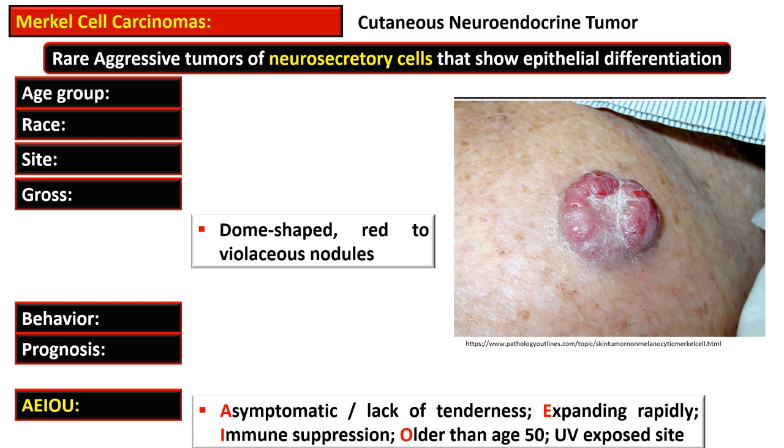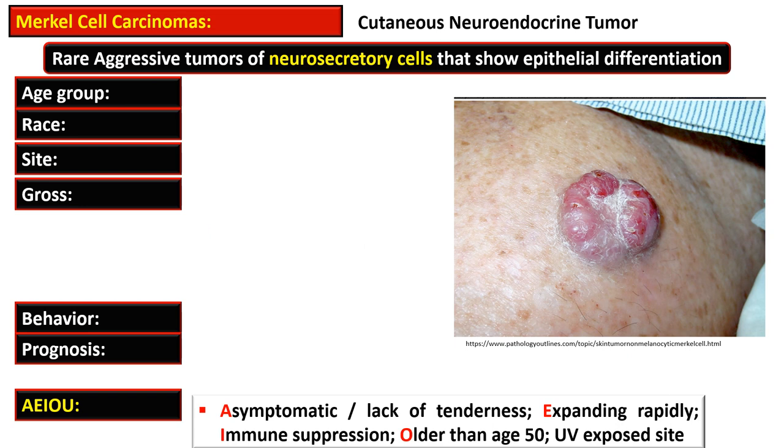Merkel cell carcinoma can be remembered by the acronym AEIOU. A stands for asymptomatic or lack of tenderness, E stands for expanding rapidly, I for immune suppression, O for older than age of 50, and U is for ultraviolet exposed site.